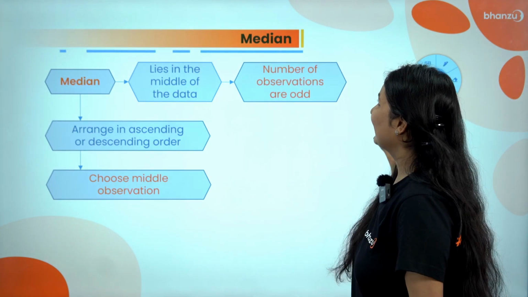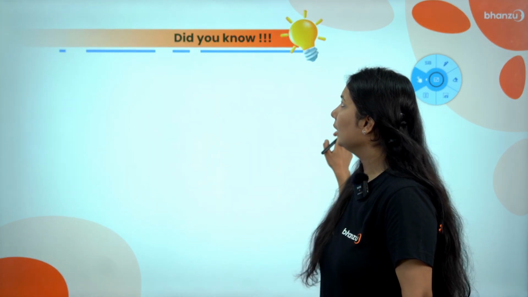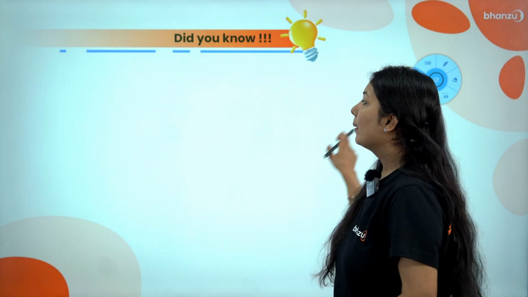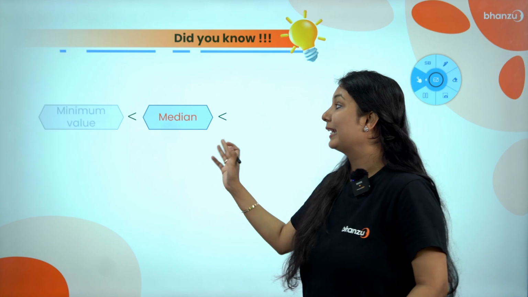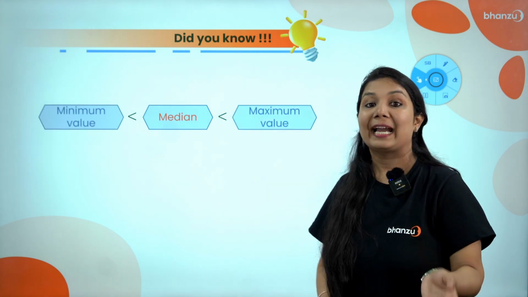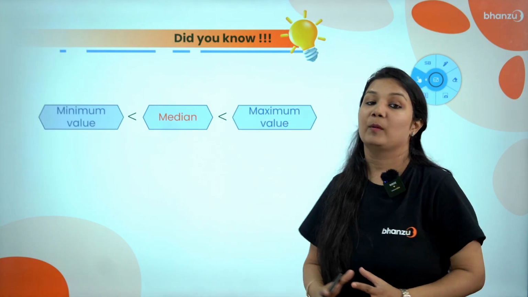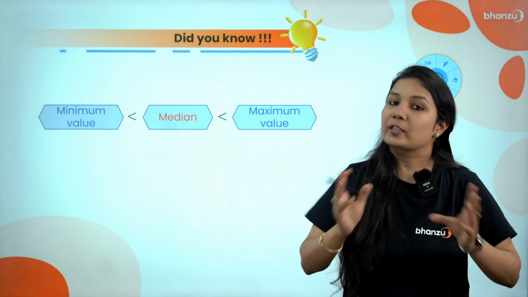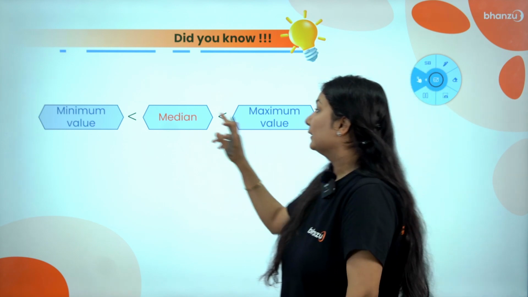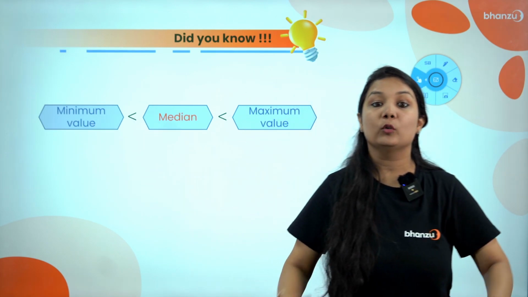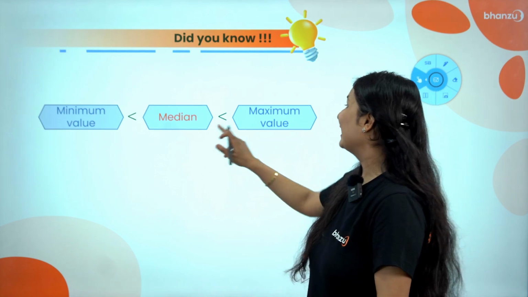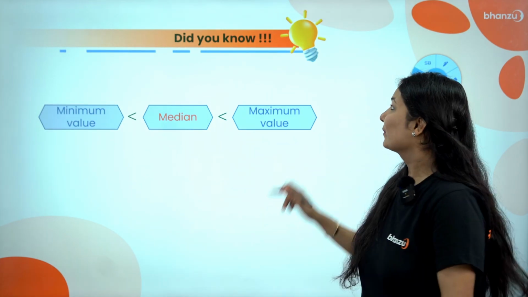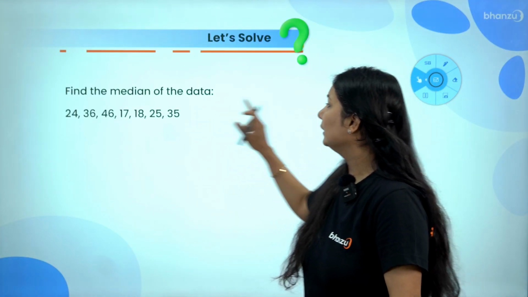So let's move ahead and see a particular statement about median. Did you know median is greater than the minimum value and smaller than the maximum value? So we'll find it out right now with the help of an example. So let's do a question, and there we will see that median is greater than the minimum value given in the observations and lesser than the maximum value given in the observations. So let's check it out. Find the median of the data.